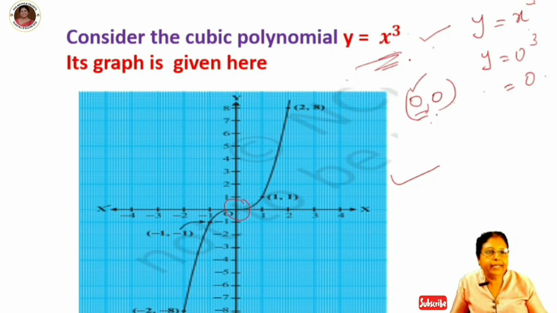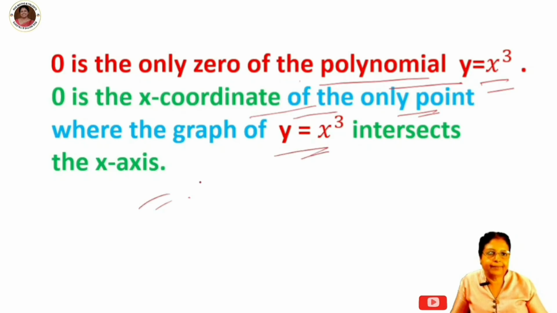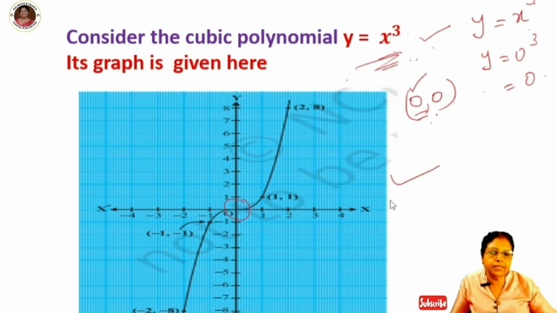We cannot find any other zero. 0 is the only zero of this polynomial y equal to x cube. And 0 is the x coordinate of the only point where the graph intersects the x-axis. Have you understood this? See, 0, 0 is the only point where the graph intersects the x-axis, and 0 is the only zero of the polynomial x cube.